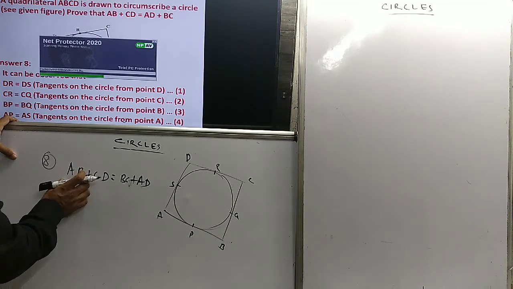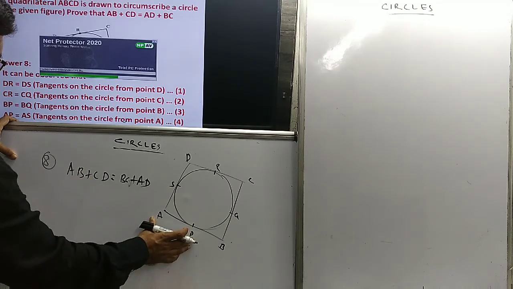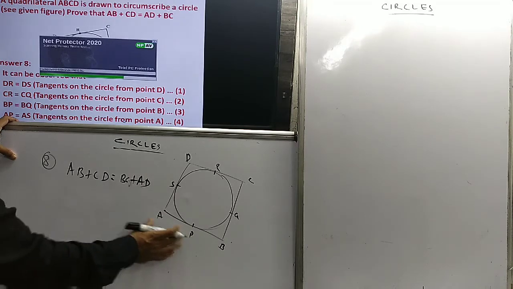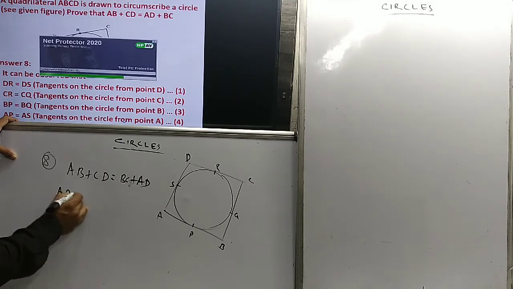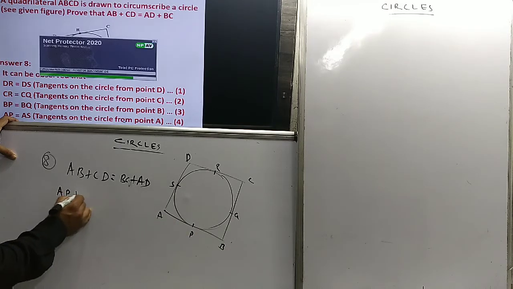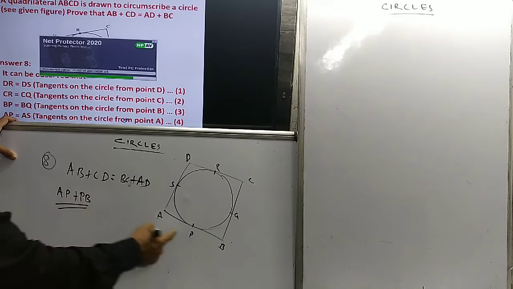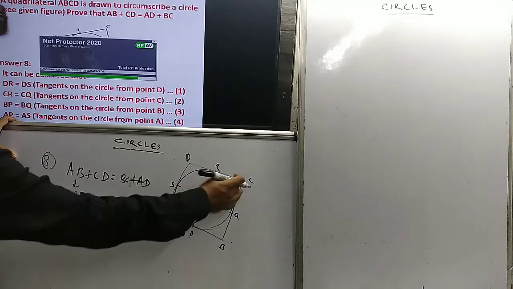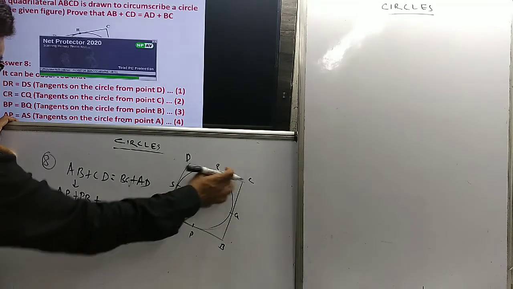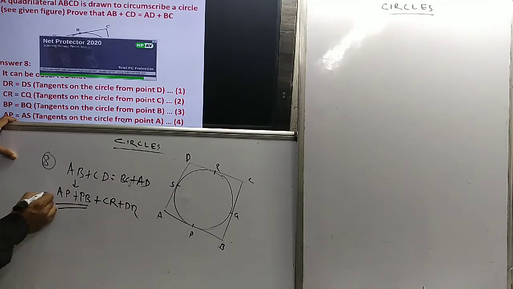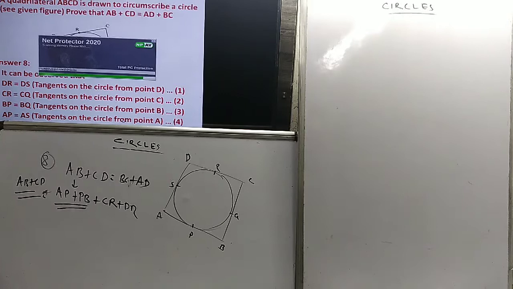First of all, you know that AB is made up of two parts, AP and PB. AP and PB together equal AB. And CD is equal to CR plus DR. So this is AB plus CD.